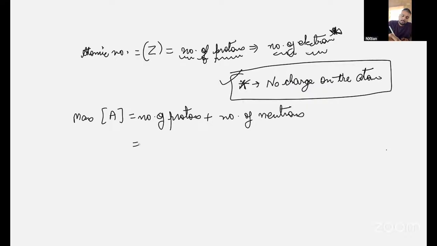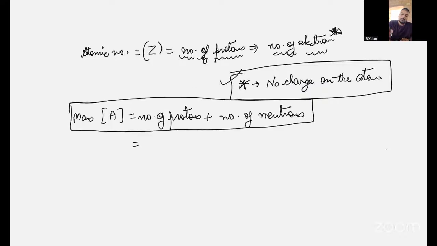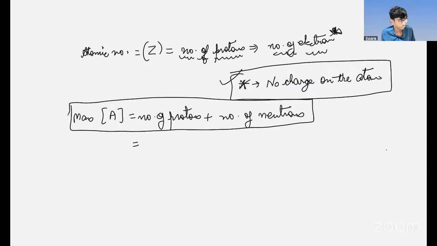Protons and neutrons are concentrated in the nucleus only, so the number of protons and neutrons are heavy, and they are responsible for deciding the atom's weight. What will be the mass of the atom? Did you understand? Yes, sir. So atomic mass or mass number, they both are the same.